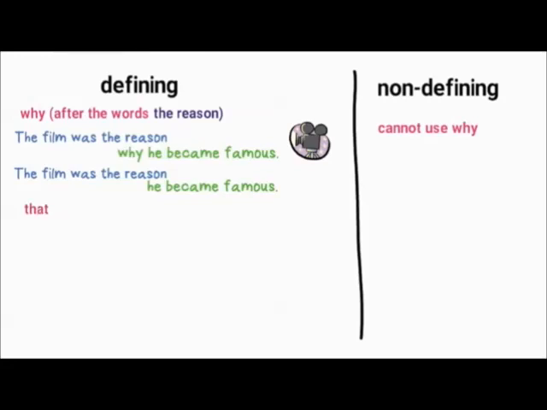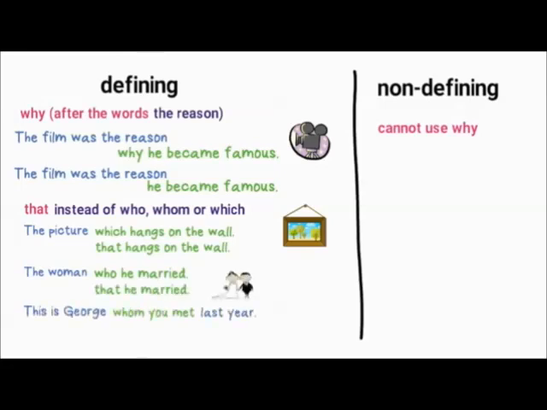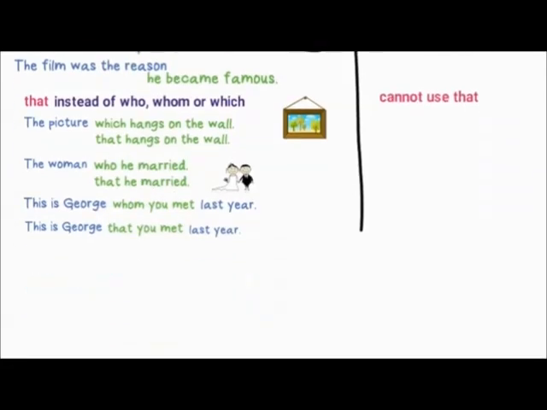That can only be used in defining relative clauses to replace who, whom, or which. So you could say the picture which hangs on the wall, or also correct is the picture that hangs on the wall, or with who, the woman who he married, or the woman that he married. Or this is George, whom you met last year, or this is George, that you met last year. Equally correct. So you cannot use that in non-defining relative clauses.